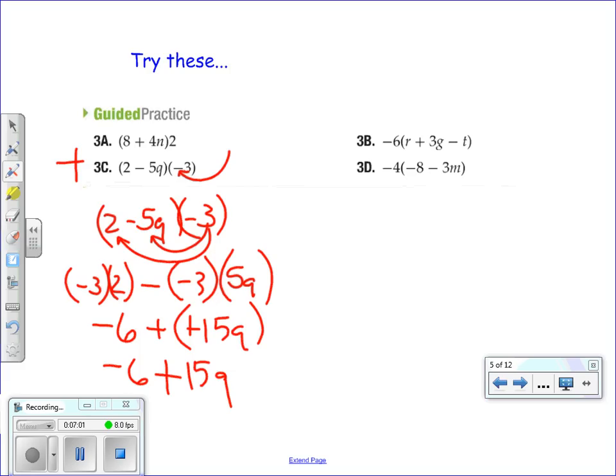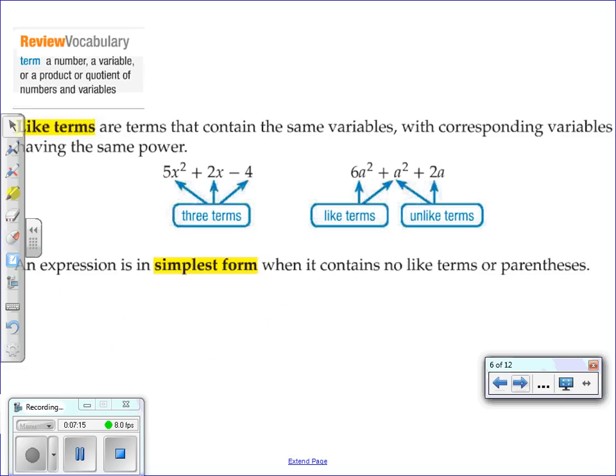You're going to get something like that over here in 3D, so I thought I'd show you how to do one of them. And good luck with those. Pause the video, complete them now, and then go on and take your notes for the next part.